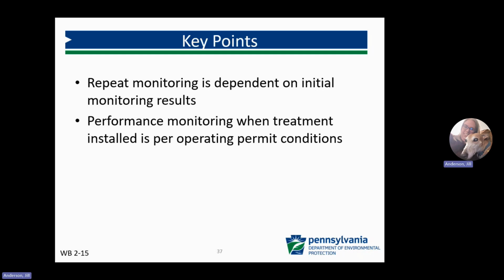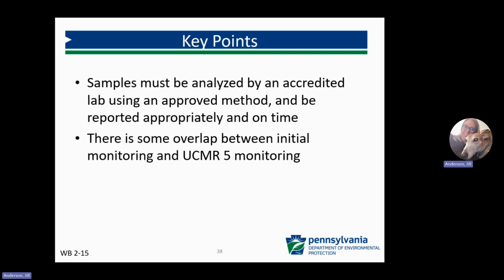Repeat monitoring is dependent on initial monitoring results, and performance monitoring when treatment is installed is according to operating permit special conditions. Samples must be analyzed by an accredited lab using an approved method and must be reported appropriately and on time. And there is some overlap between the initial monitoring requirements of this rule and UCMR 5 monitoring.